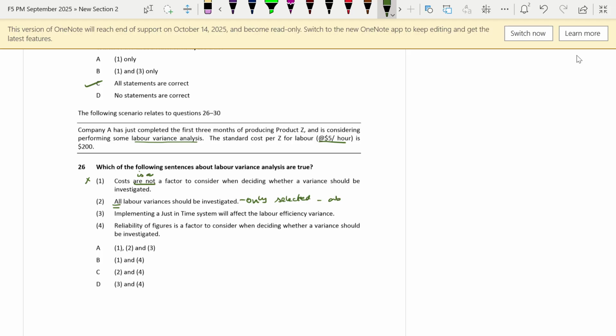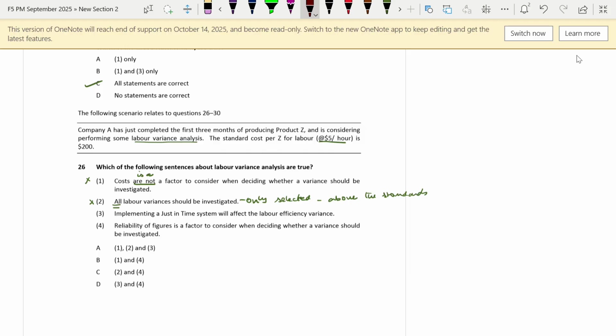Above the standards. If you cannot investigate each and every labor variance, okay, you will have some targets. If something is favorable or something is adverse, then you will do that. You cannot investigate all of them.